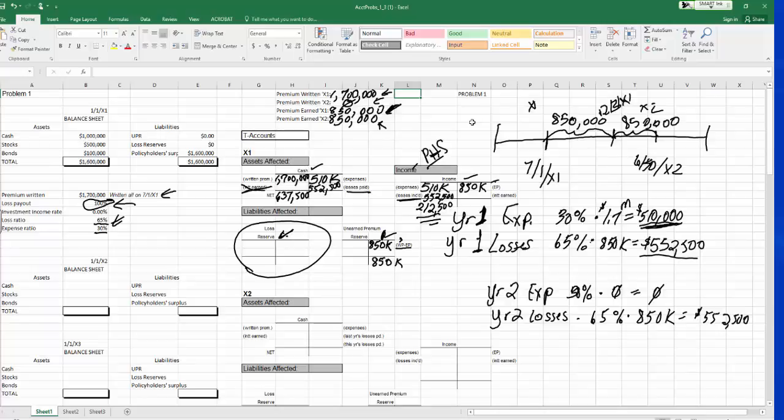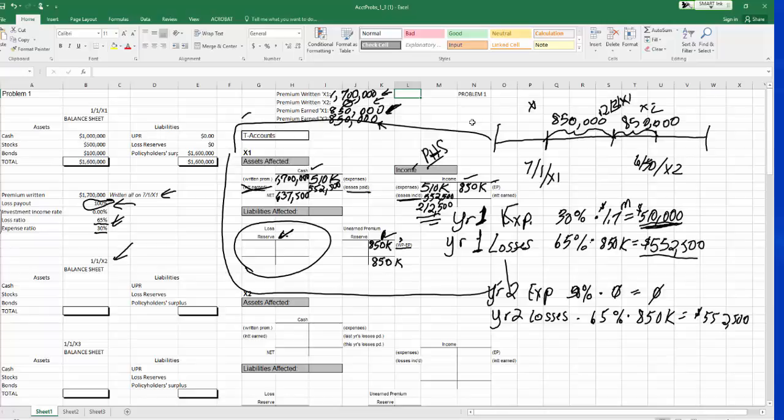Now let's bring these numbers back to our balance sheet. So again, what happened in these accounts is what happened over the year. Now we want to look at a snapshot of a point in time, the first day of the new year, 1/1x2. So we need to know where our accounts are on that day.